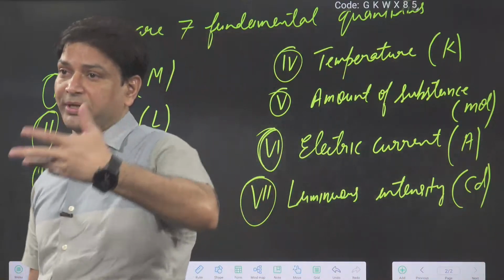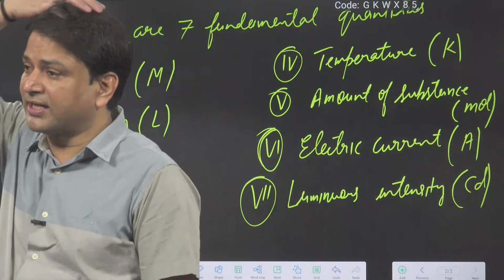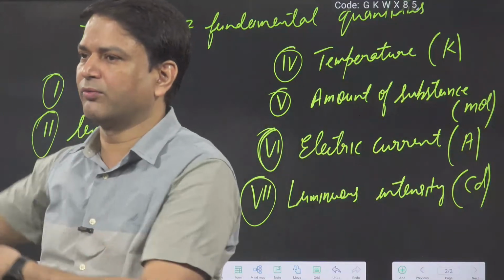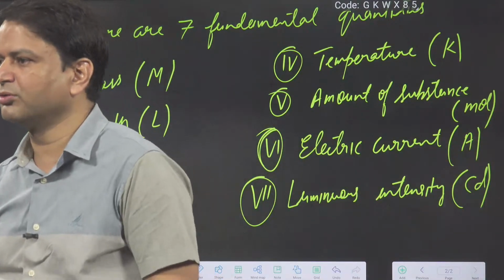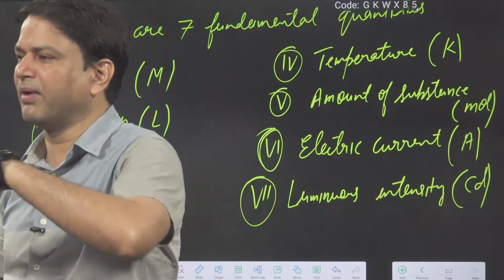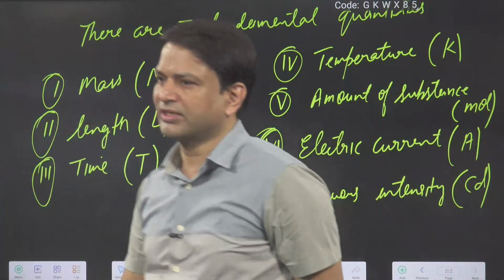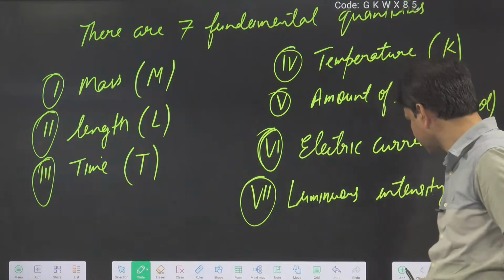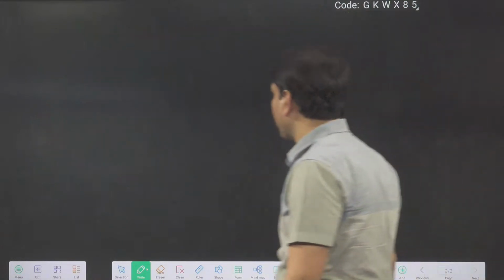Means if suppose I have not taken mass as a fundamental, then mass can be derived. Suppose mass depends upon the volume of the body and density of the body, so mass can be derived, but we have taken mass as a fundamental. So these 7 we have taken as fundamental. So a small question I am asking.